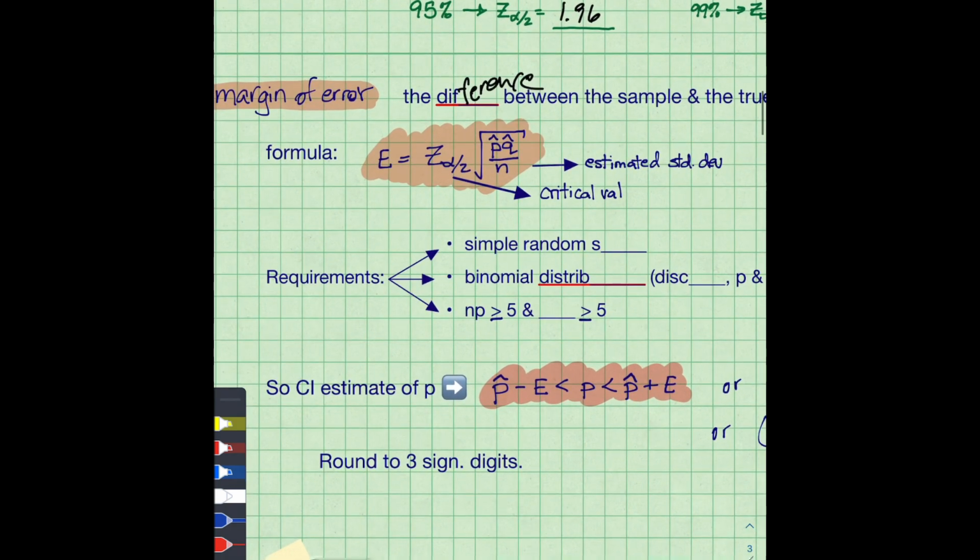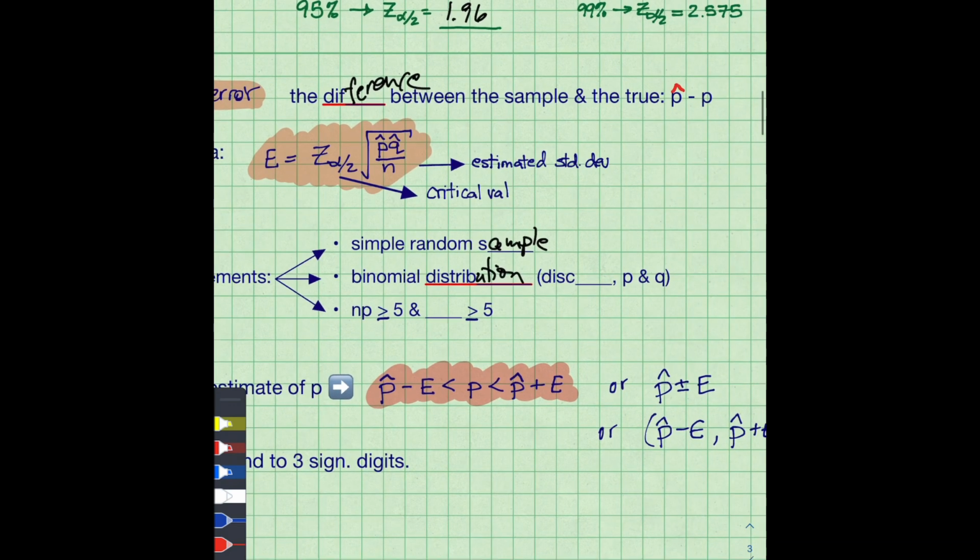Requirements. When can I do this, Mr. Larson? Well, number 1, you must have a simple random sample. Number 2, you must have a binomial distribution. What does that mean? That means your data is discrete and you have a success and a fail probability. In this case, they're proportions. So the success proportion, the fail proportion. I got those turned around, didn't I? The P is success, Q is fail. Rewrite those in your notes, please.